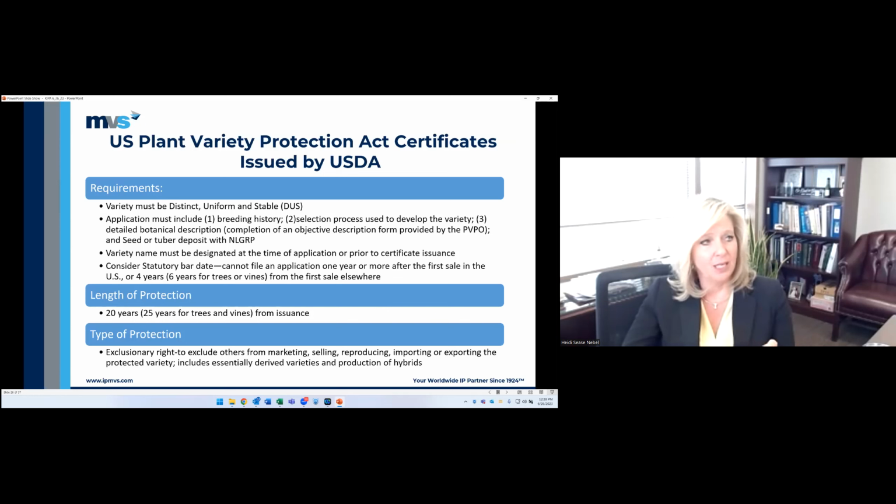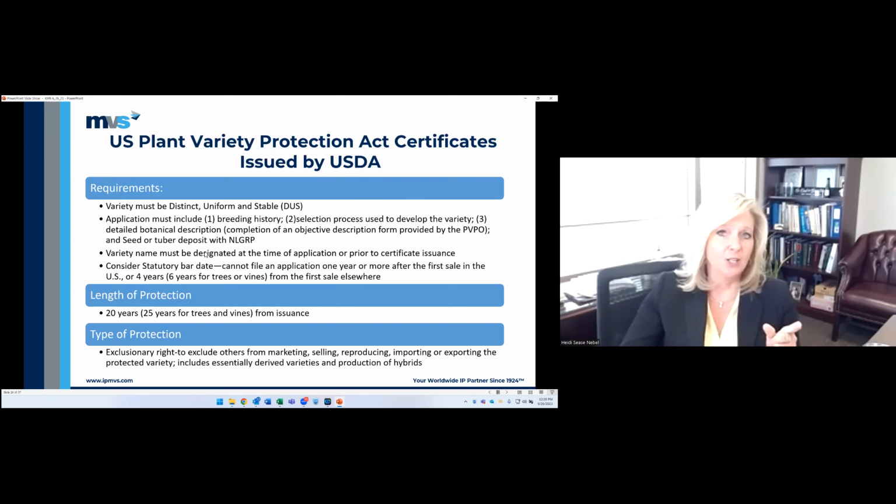So for a PVP, it must be distinct, uniform, and stable. Note that there is no non-obviousness requirement for a PVP. A utility patent need not just be distinct, it needs to be non-obvious. So a PVP might be a little bit easier to obtain. It's not quite the hurdle that a utility patent is.